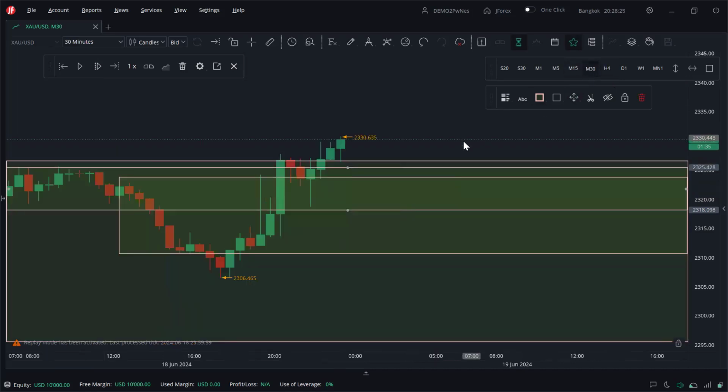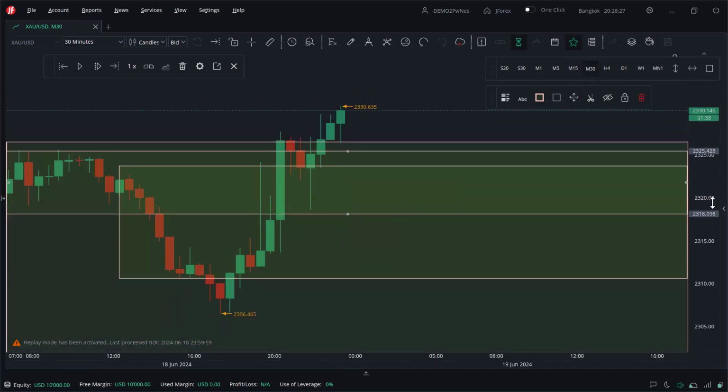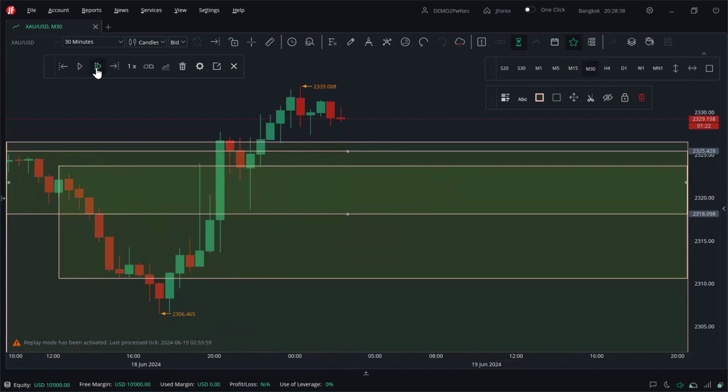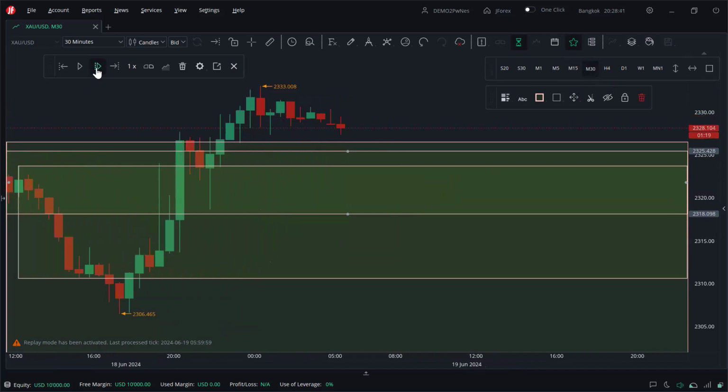Let me go to M30 and we are going to see if the price will come inside here and then create an EG buy. Yep, come on. Will we get it?